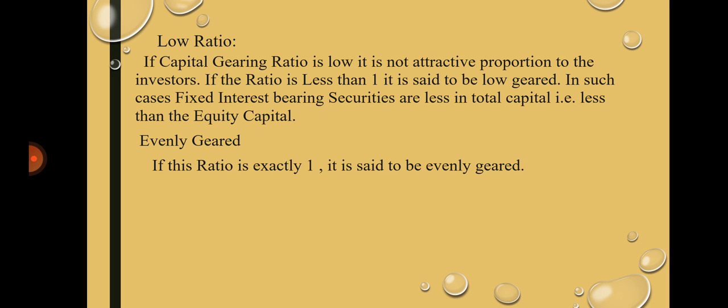Now, when will the firm be considered evenly geared? When the ratio is exactly 1, that is, fixed interest and dividend bearing funds are equal to equity shareholders' funds, then it is said to be evenly geared. So these are the three ratios which help us find out the solvency position of the business firm.